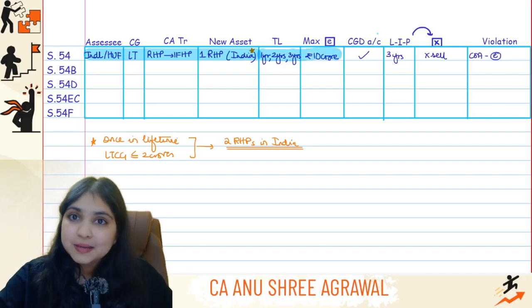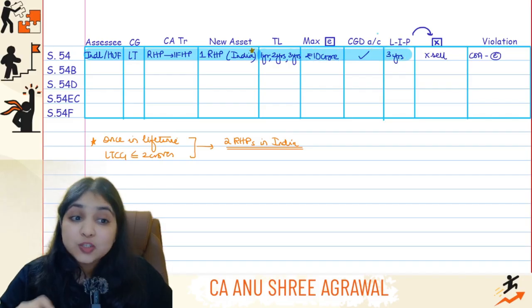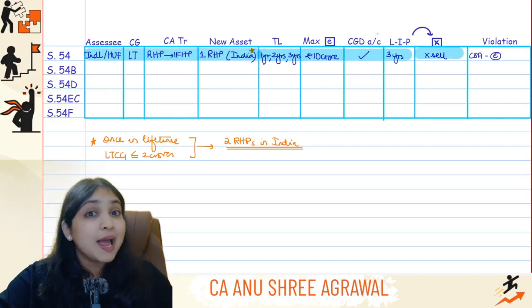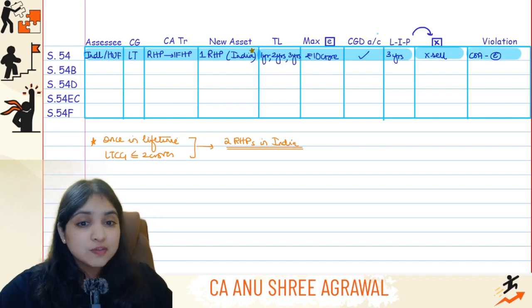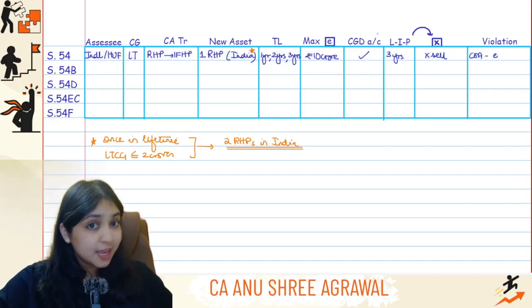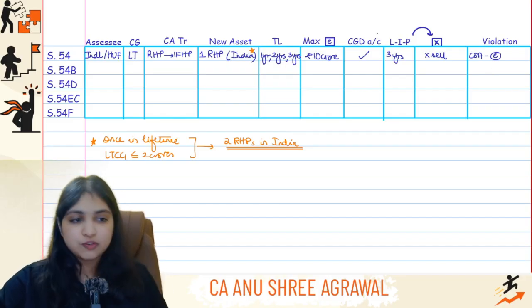Okay. Maximum exemption is going to be 10 crores. CGD concept will apply. A CGD concept I will explain to you towards the end. Lock-in period is going to be 3 years, which means in these 3 years, you should not sell away the new asset. What will happen if you sell away the new asset? Then you will attack the cost of acquisition. The cost of acquisition of the new asset, from that you will subtract whatever exemption you have already enjoyed.